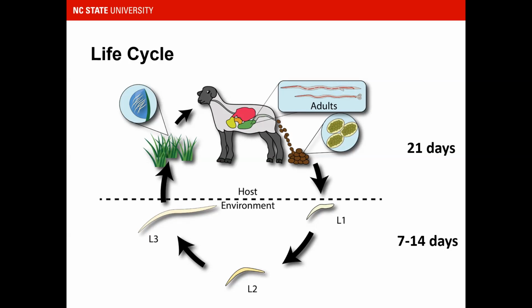And once those larvae, those L3, are consumed, they molt again to the L4 stage and then develop into adults. Now, that time from the larval ingestion to mature adults that are producing eggs is generally around 21 days. That's referred to as the pre-patent period. So typically from the time that the larvae are consumed until the time we get eggs in the feces is about 3 weeks.